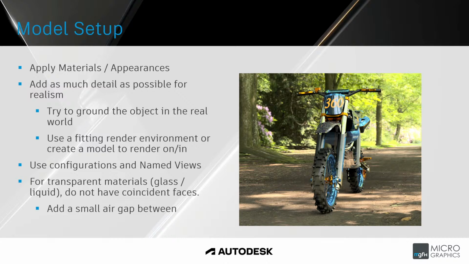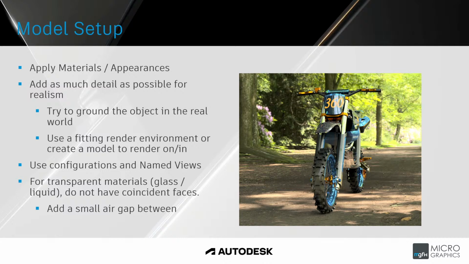Then a bit of a tip and a trick is to use configurations and named views to assist in the rendering process. So you may have different color configurations, like once again with this motorbike, there may be different options. We've got blue and gold at the moment. Maybe there's a black and red or a red and white, blue and white. And so configurations allows you to easily change between those different setups, those different configurations, and not have to go back into the modeling environment or go into the browser and set visibility on and off for different items.